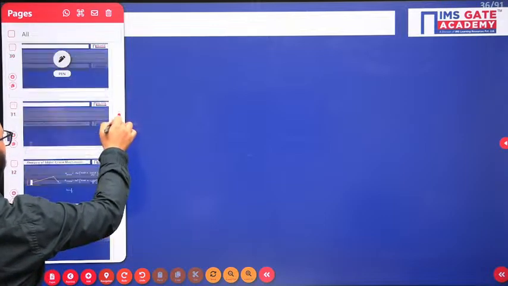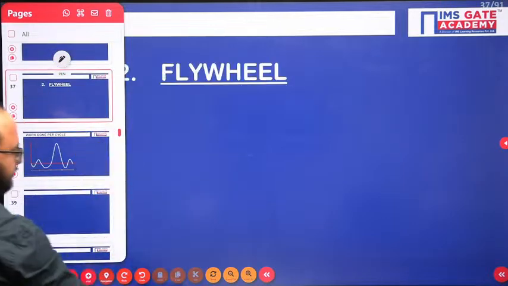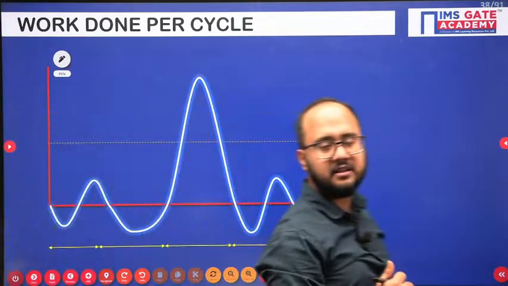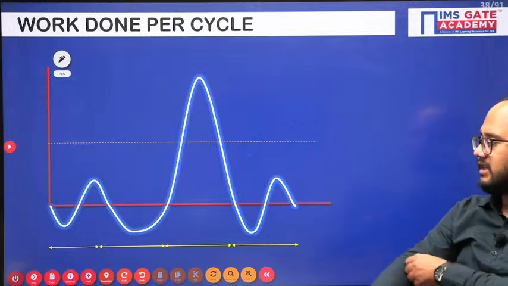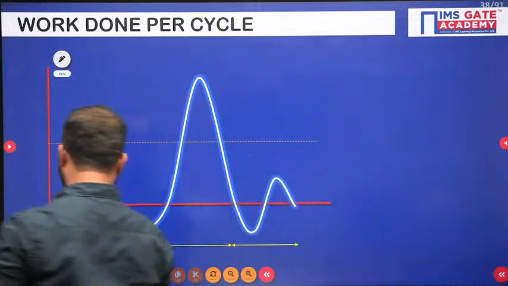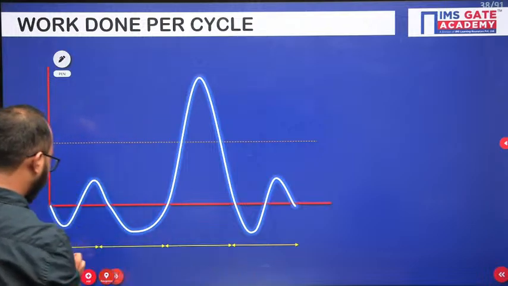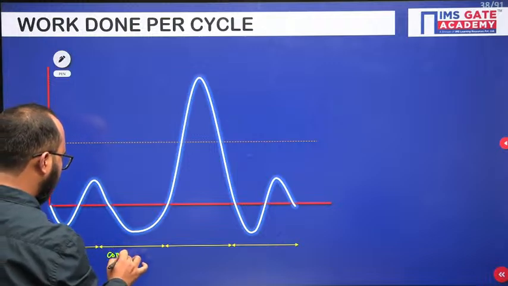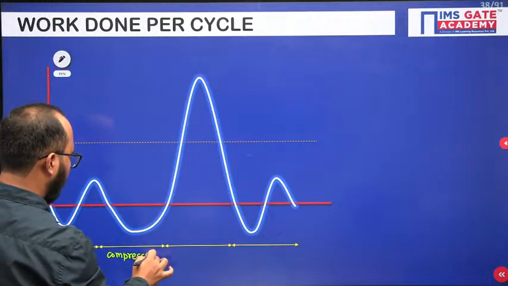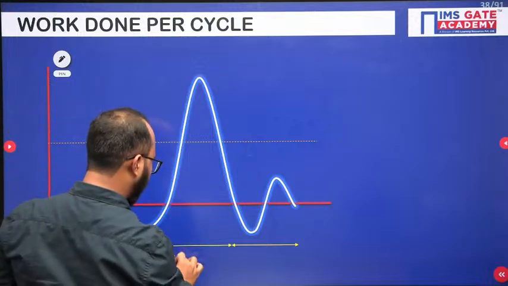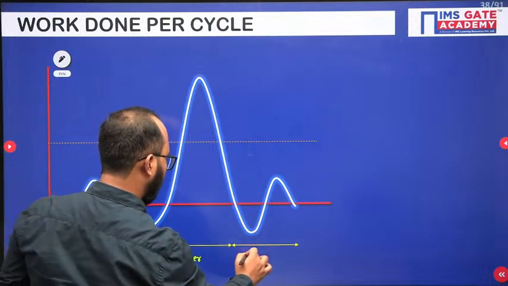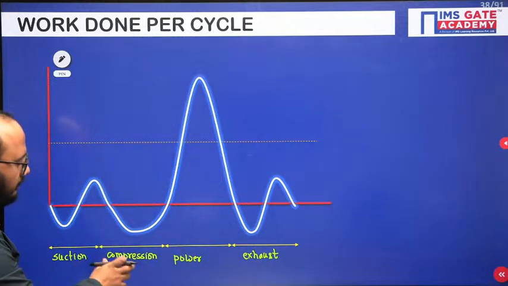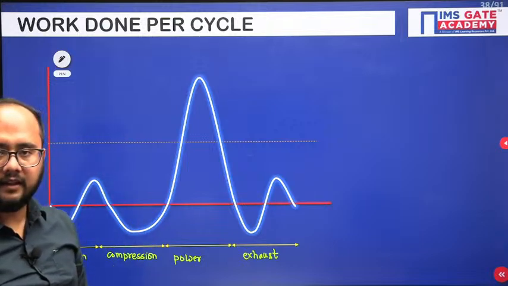The next topic that we have to discuss is basically the flywheel. Okay. Now, in the flywheel, first of all, I will talk about the 4-stroke engine. In a 4-stroke engine, everyone knows the first stroke is suction. Then we will have compression here. Okay. Then we have a power stroke. Then exhaust stroke. So suction, compression, power and exhaust stroke we are having, right?